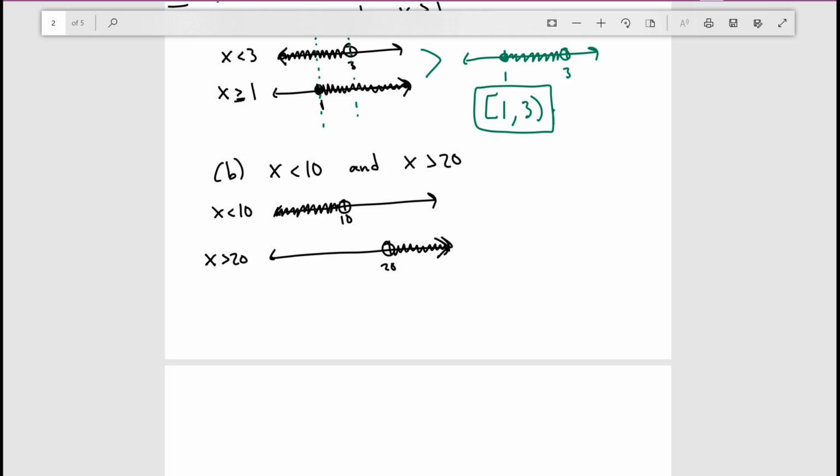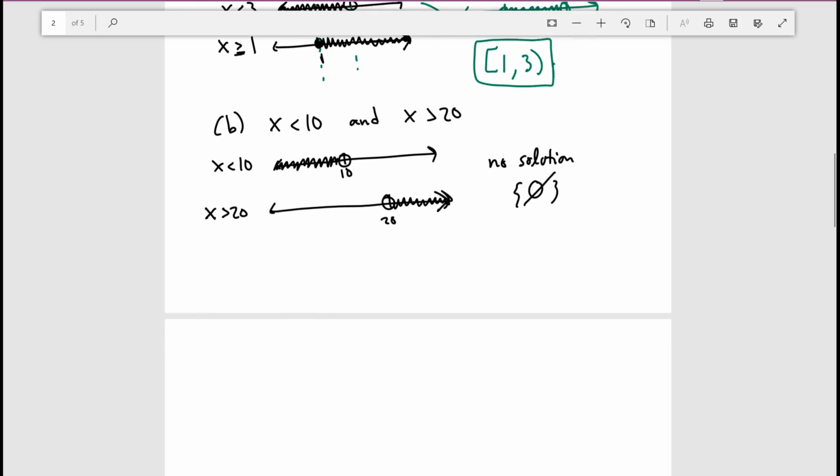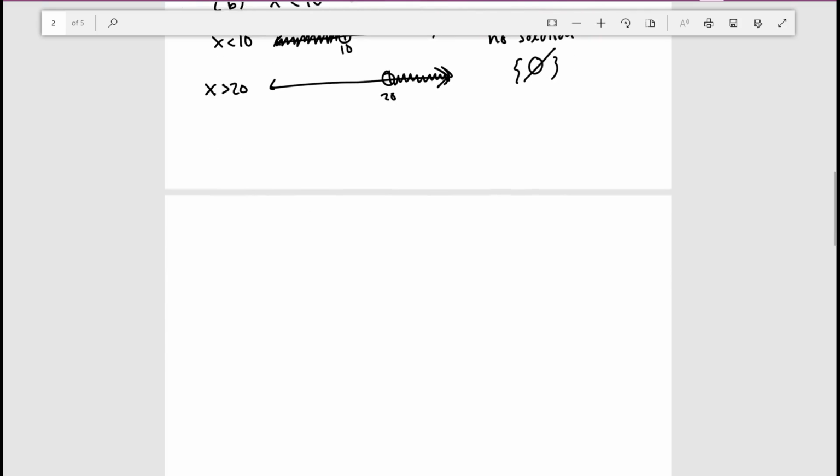So do these have anything in common? The answer is no. So you can either write no solution because they have nothing in common, or you can write the empty set. Okay, so no solution will be just perfectly fine. Now let's do other types of problems where you actually have to work a little harder.